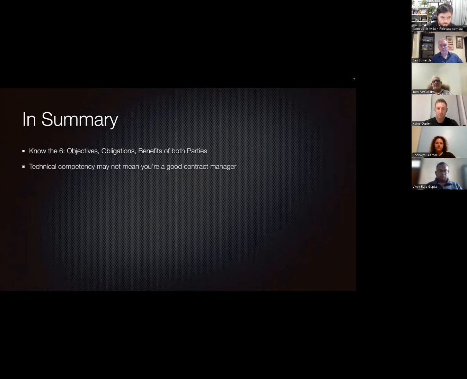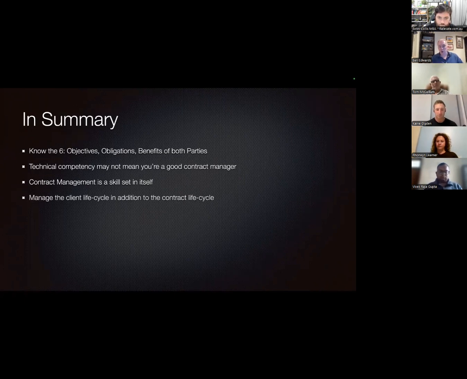And technical competency, as mentioned, may not mean you're a good contract manager. It's like a plumber may not be a good plumbing business manager. A lot of them just revert back to being a plumber because they realize that managing a business is a whole different skill set or time allocation. Contract management is a skill set in itself, but it can be paired with technical competency and manage the client life cycle in addition to the contract life cycle, because those life cycles are different.